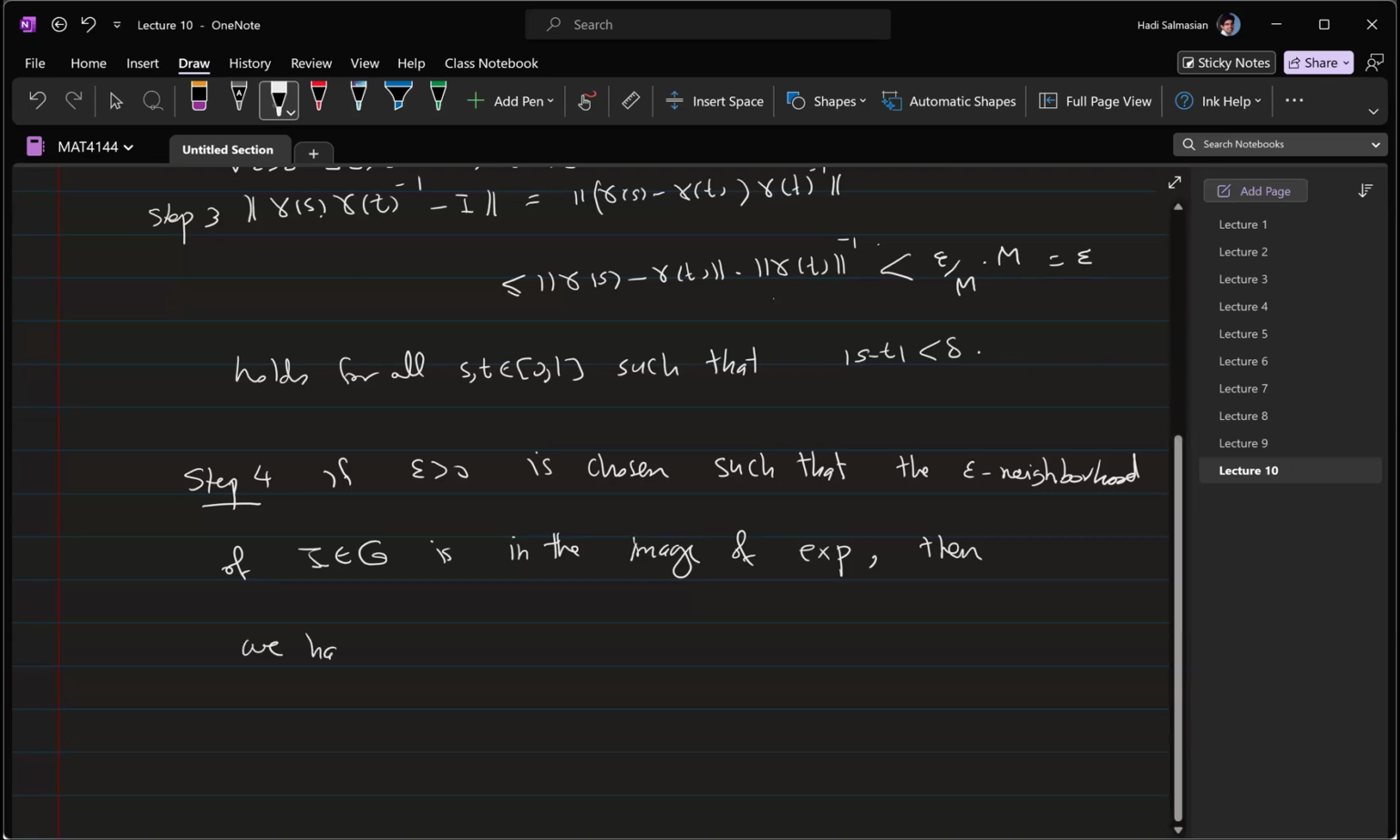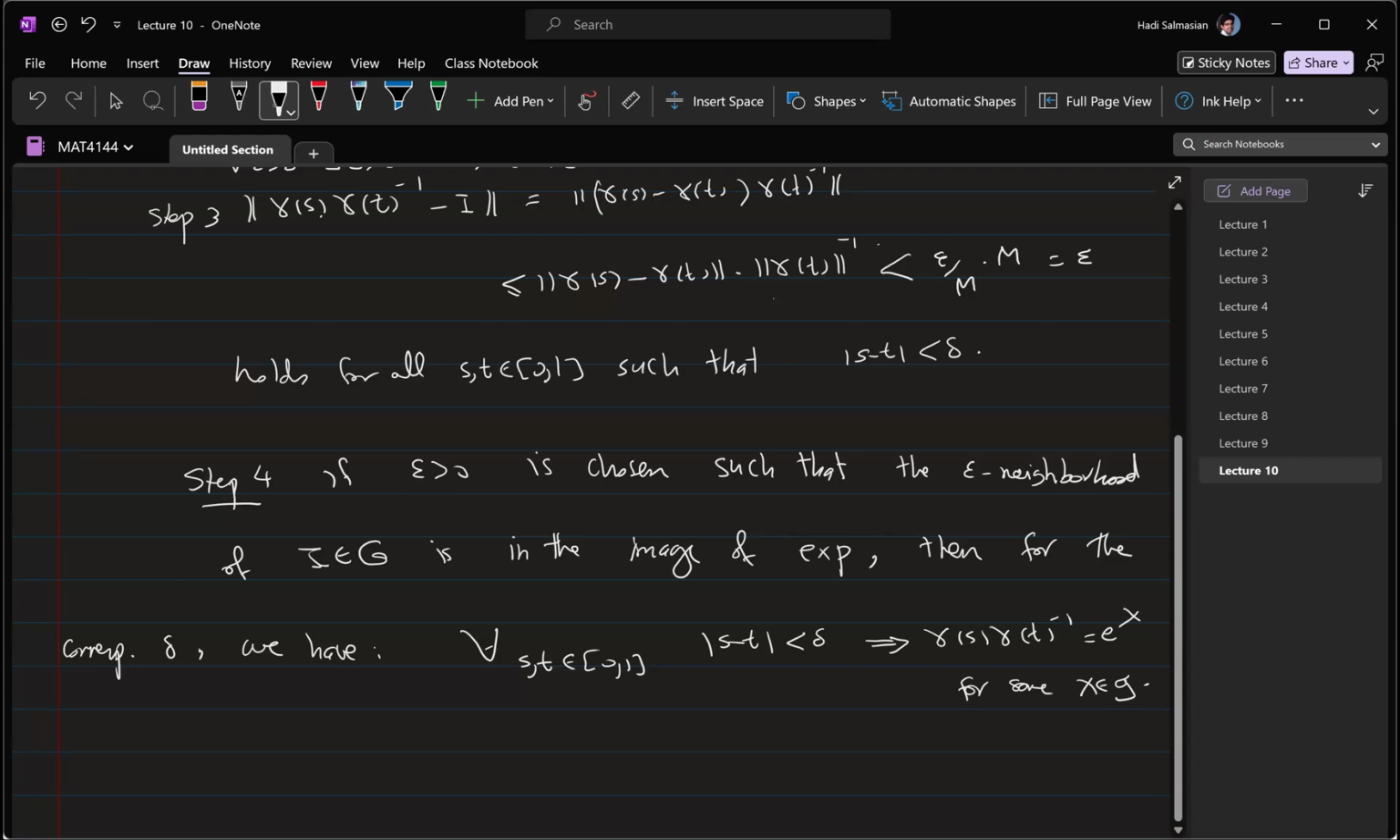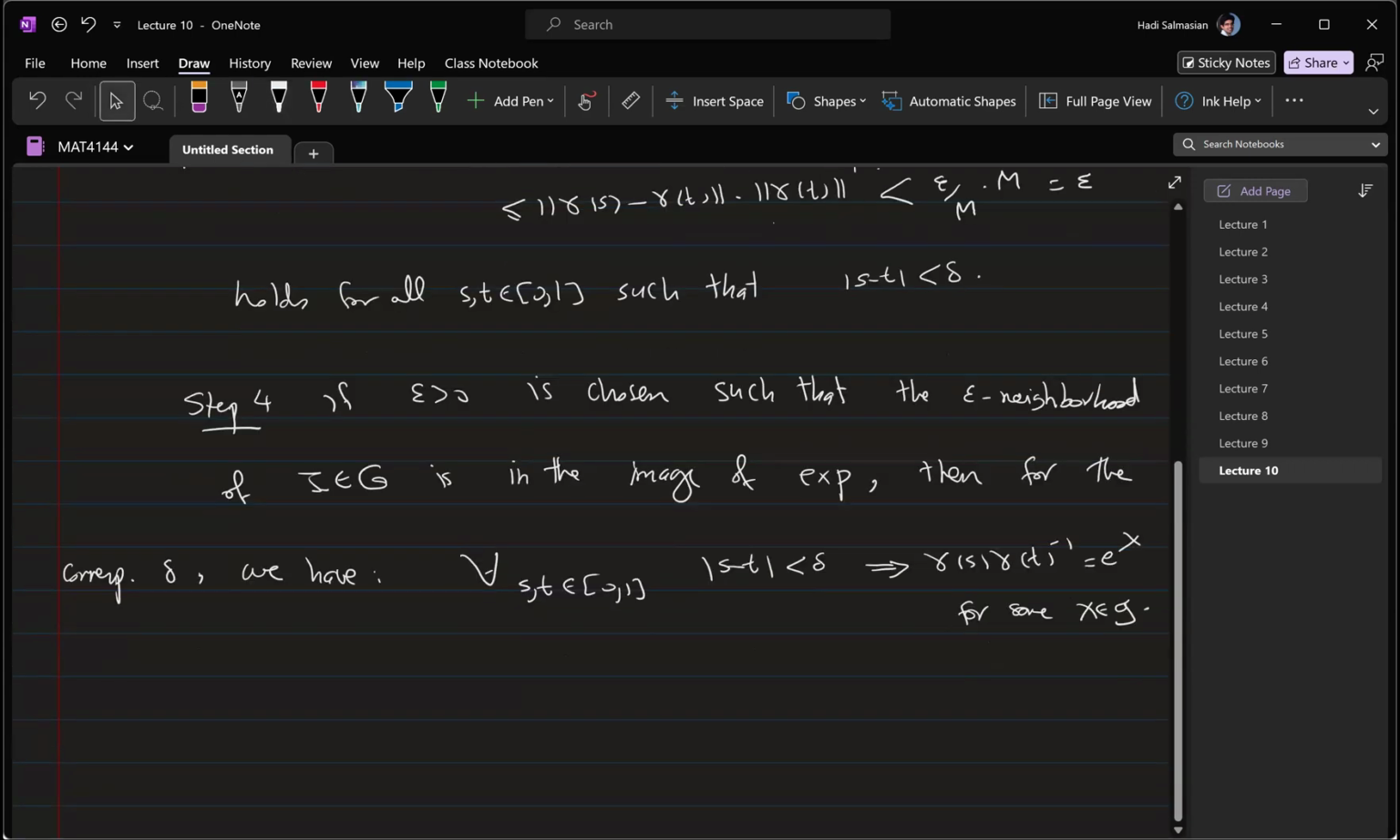we have the following, that for all S and T in 0, 1, if the absolute value of S minus T is less than delta, then we should say for the corresponding delta, if S minus T is less than delta, then gamma S gamma T inverse, which now lies within a sufficiently small neighborhood of identity, will be e to the x for some x in the Lie algebra, okay? Because it's in the image of the exponential map, so it's e to the x for some x, okay?